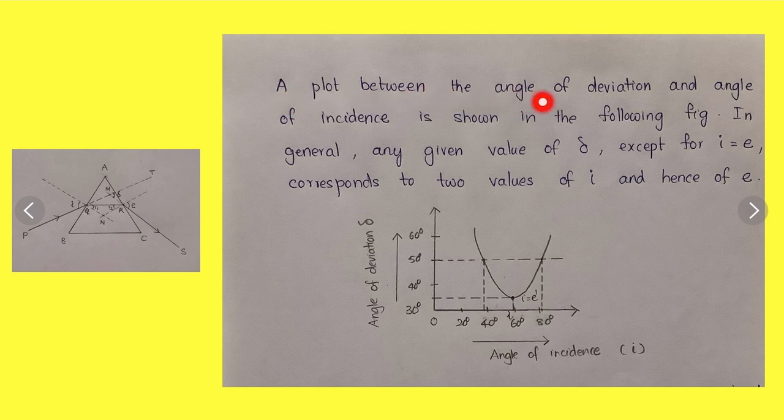Now, a plot between the angle of deviation and the angle of incidence is shown in the following figure. If you observe this graph, for every angle of deviation, we have two angles of incidence. For example, let us take 50. If you take angle of deviation 50, for that you have two angles of incidence. One is between 20 and 40. Another is greater than 80. So we have two.